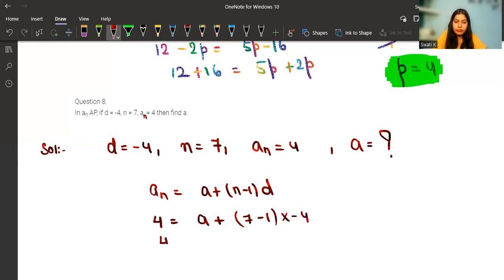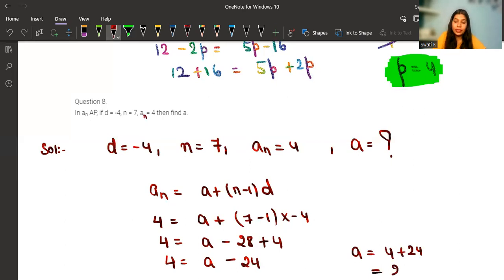Now, this will become 4 equals A, and this is, of course, 4 into minus 4 into 7, which is minus 28. And this will become minus minus plus, and 4 into 1 is 4, right? So this will become 4 equals A minus 28 plus 4, which is minus 24. And then what is the value of A? The value of A will become 4 plus 24. So what is the value of A we are getting? The value of A is 28. And we are done.